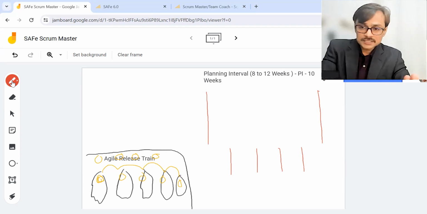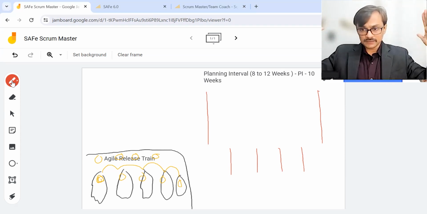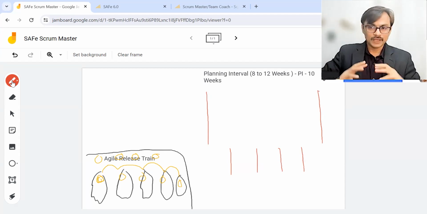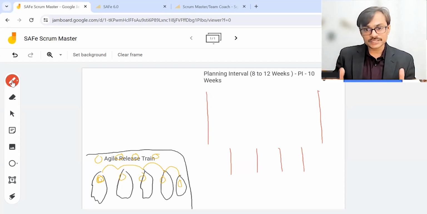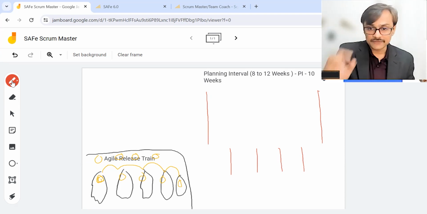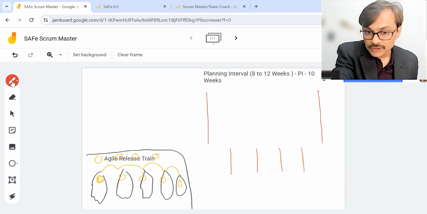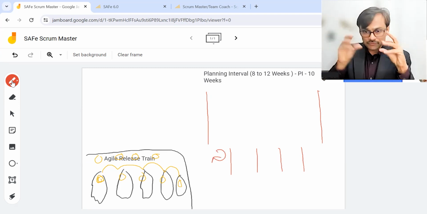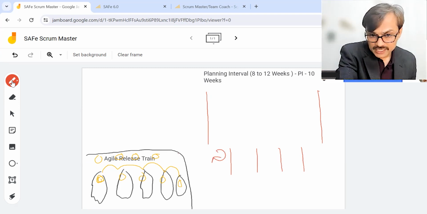Now, there are a few plannings which are done at a bigger level, a planning interval level, and there are others which are done at an iteration level. Now, why are we discussing it? Because we want to understand how Scrum operates in SAFe. Scrum will operate in two-week cycles for each agile team. So each agile team will be operating their own two-week cycles.